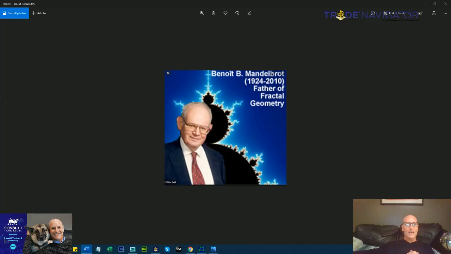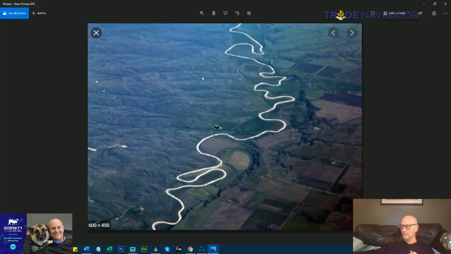Mandelbrot began studying these fractal dimensions on random rivers around the United States. And what he found was amazing. The fractal dimensions of completely random rivers were exactly the same, down to the exact decimal point. So what he did was, here's a picture of a river.